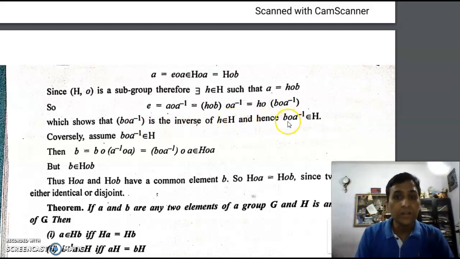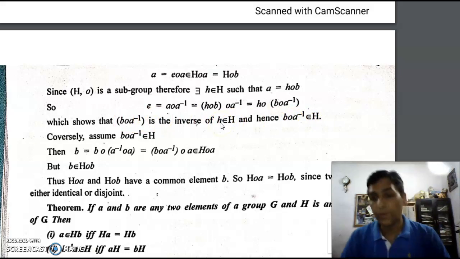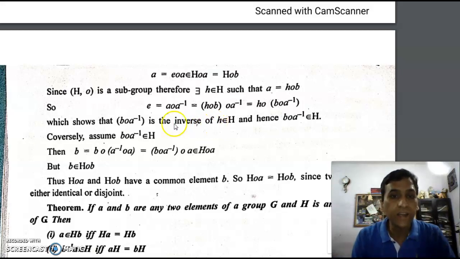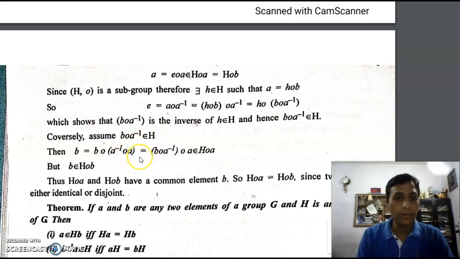So it means this B composition A also belongs. Why does it belong? Because it is the inverse of H, and H is a subgroup. If small h belongs to the subgroup, then its inverse also belongs to the subgroup by definition of subgroup. And its inverse is B composition A, so it belongs to this. This is what we have to prove. So one way we have proved it.